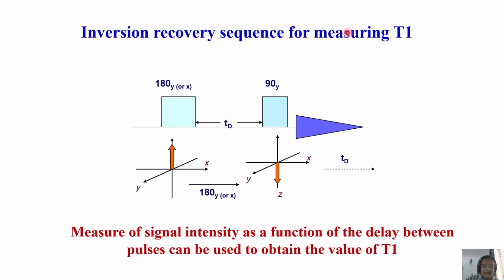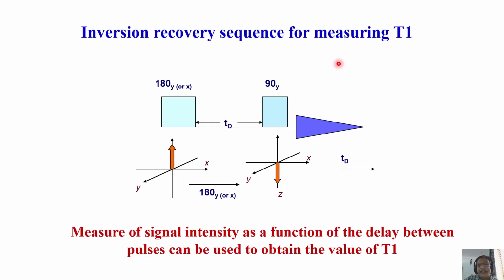You can see in the literature, there are all the methods, we don't need to discuss, but the commonly used one is the inversion recovery sequence for T1. Of course, there is another one called progressive saturation. Keep on applying the pulses one by one, progressively, and every time you collect the signal and see when it gets saturated. So that is progressive saturation, saturation recovery, null method, and inversion recovery.